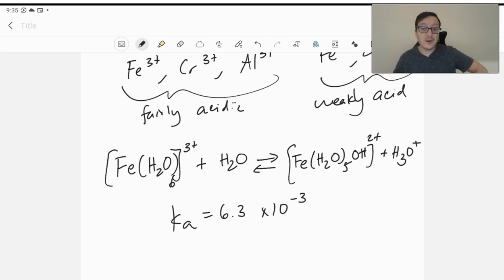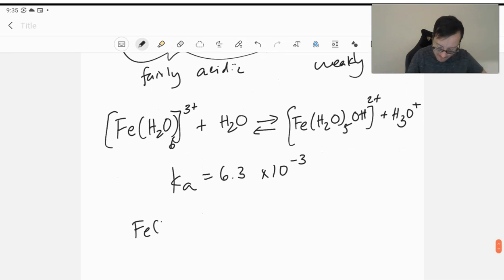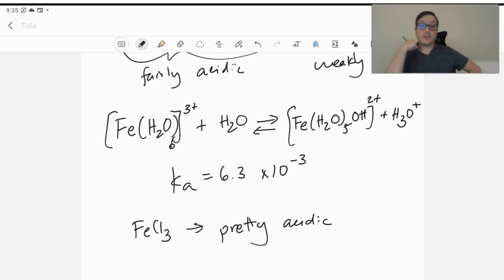So you can also have metals that contribute. And so in Discord, as always, you'll have a list of Kas of some metal ions, so you can work with those as well. So even if you put FeCl3 in solution, this will actually be pretty acidic because of that iron 3 ion. The chlorines, again, don't matter, but the iron does.